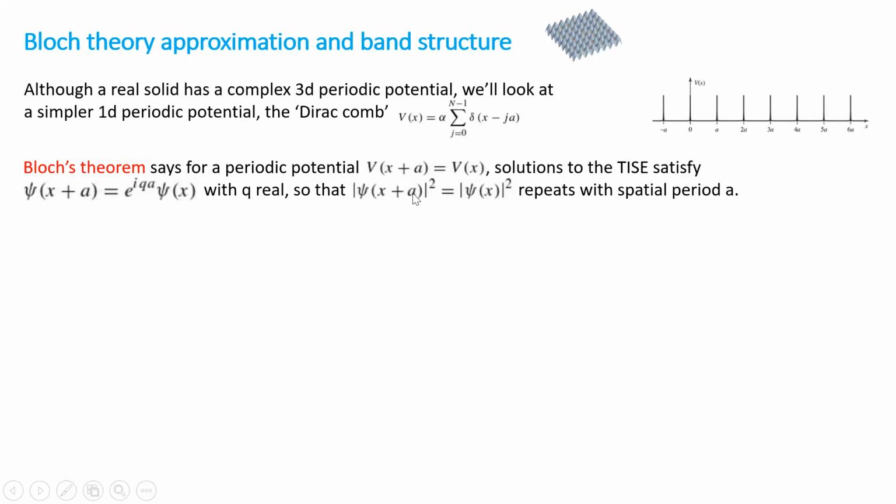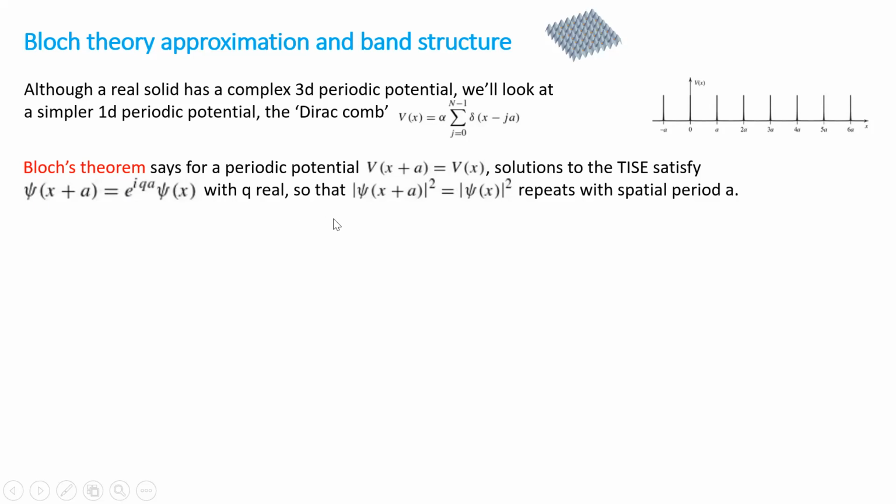So as we shift over by a, the probability density stays the same. The probability density is periodic with period a, which makes sense because the solid has the same potential as we shift over by a. So the local environment looks the same if we shift over by a. So we expect the probability density of electrons there to be the same if we shift over by a, even though the wave function is not quite the same because it's shifted by this phase factor, e to the iqa.